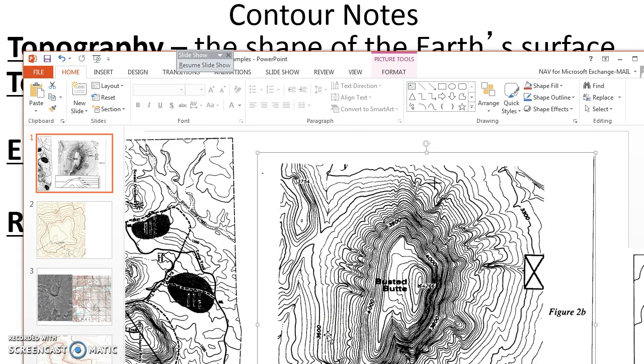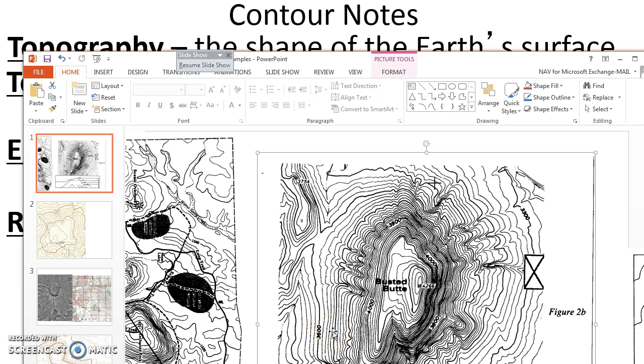For example, here's 3,300. The highest one is up here, 4,266. So if you subtracted those, that would give you the relief from the highest point on the map to the lowest.